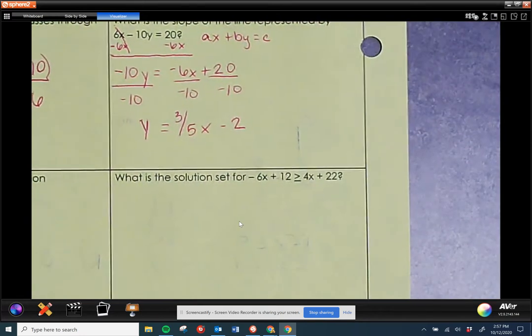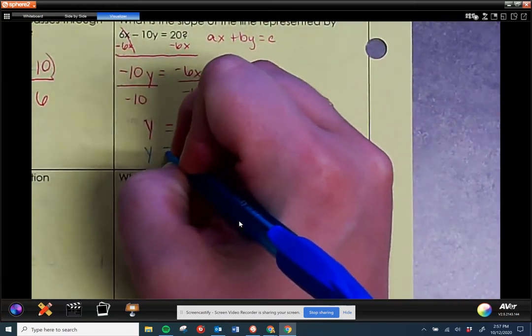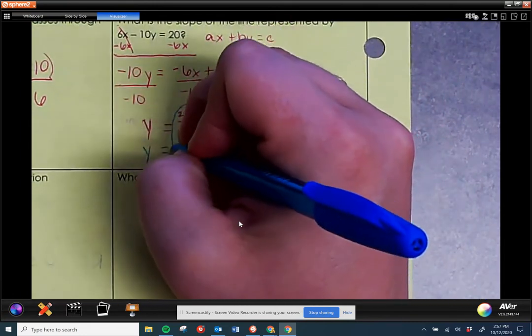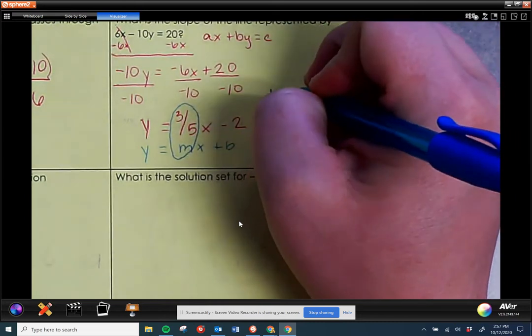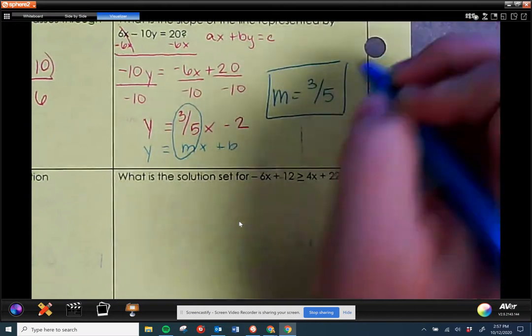But that's not our final answer because they asked us the slope, remember? So we are going to look at the equation, which was y equals mx plus b, and identify that the m in this equation is 3/5. So that is going to be our final answer.